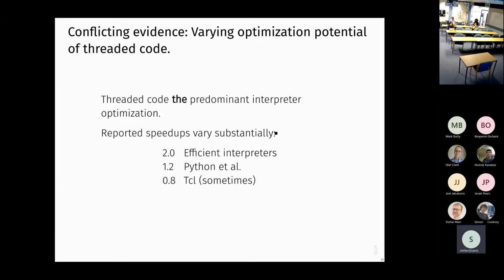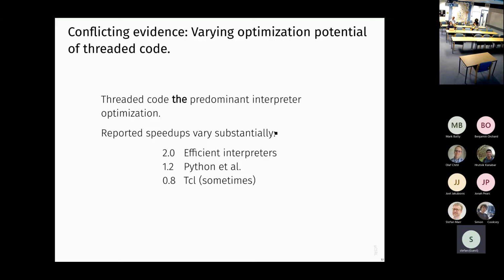So threaded code at that time was the predominant interpreter optimization. It's quite easy to implement, and the reported speedups are quite good. For efficient interpreters, you could get up to 2x performance improvement by using threaded code. Unfortunately, however, there was conflicting evidence, because the implementation of threaded code in Python, for instance, had roughly a 20% performance speedup. I think I remember it was actually only 14%. And then there was this amazing paper from 2004 from Vitale and Abdelrahman, and they basically had some Tcl programs where they also applied threaded code, and they found that sometimes there was even a slowdown. So it didn't really optimize that much.